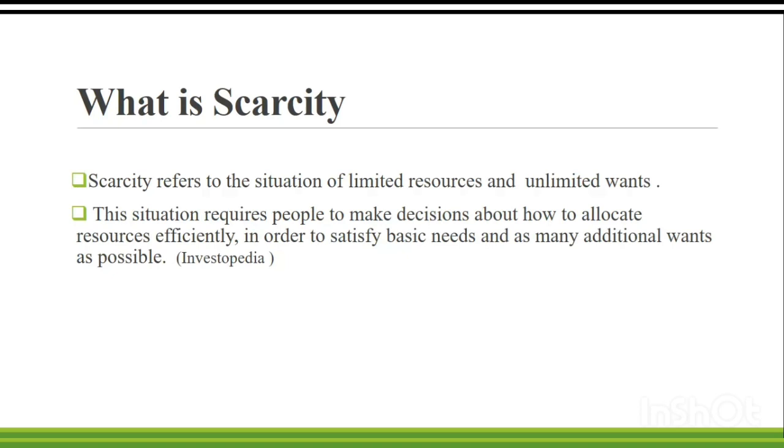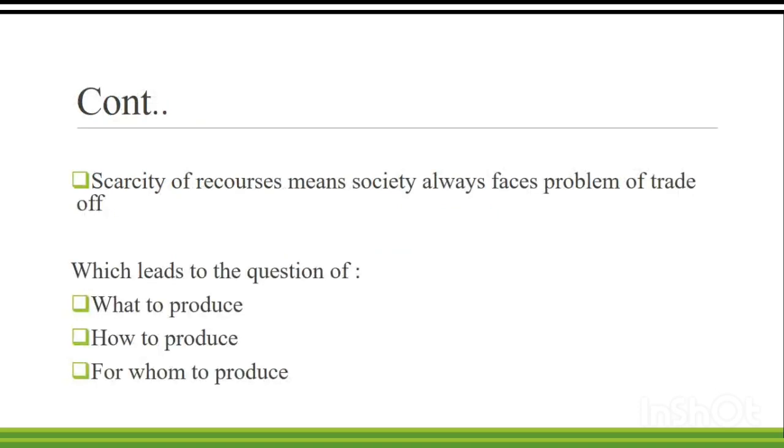Having a limited amount of resources also means that we must sacrifice one thing in order to obtain another thing. This decision of producers, consumers, and government determines how an economic system answers three fundamental questions. Now, these fundamental questions are what to produce, how to produce, and for whom to produce. We'll take up the first one, that is what to produce.